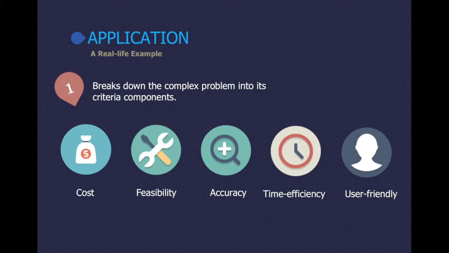The first step of our analysis is breaking down the problem. We recognize the need of finding the most suitable blood testing transportation system in order to address the complaints and needs of the hospital and its staff. Hence, first, we identify 5 criteria that we use to assess the performance of the transportation system. They are cost, accuracy, feasibility, time efficiency, and user friendliness.